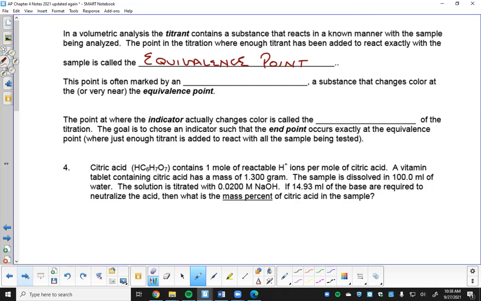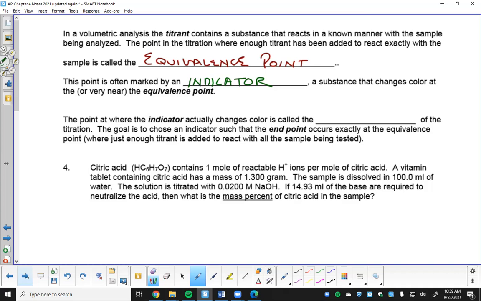Equivalence point. This point is often marked by an indicator, which is a substance that changes color at or very near the equivalence point. So you're doing the titration, you're adding your titrant, and you need to know when the reaction's done, when all the reactants have reacted with each other just right. And a chemical indicator is used for that purpose.